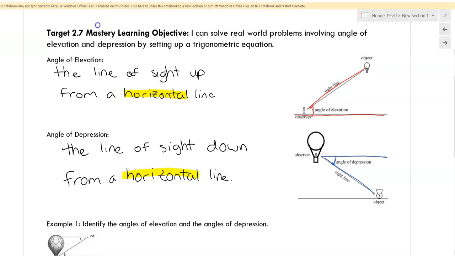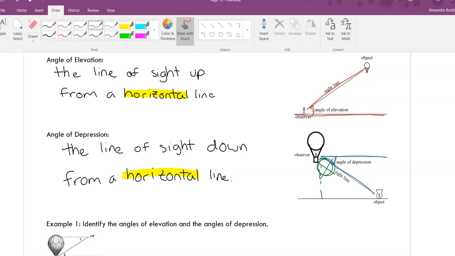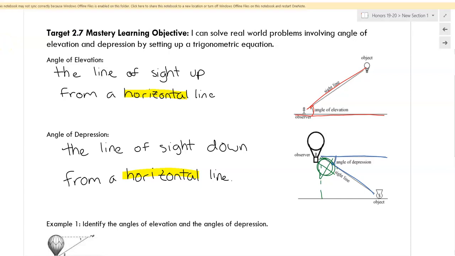The biggest mistake I see is a lot of times we have a fake triangle on the bottom, and students will put the angle of depression here. That is incorrect, because that's between the line of sight and the vertical line. So make sure you're going to that horizontal line with both your angle of elevation and angle of depression.